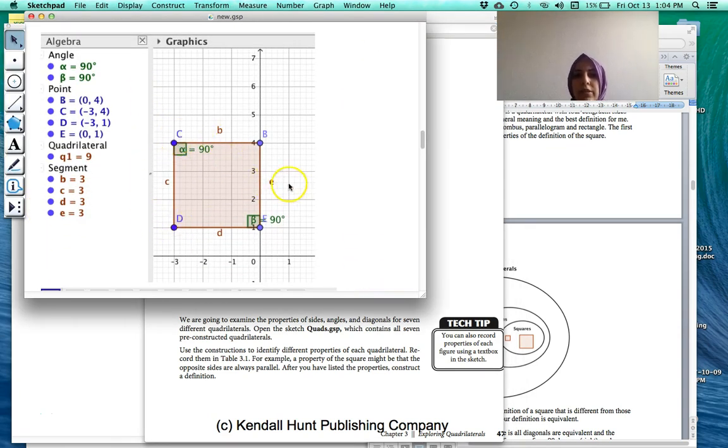It's four congruent sides and four right angles. As you see, all the sides are congruent, and 1, 2, 3, 1, 2, 3 on each side. Yes, it has just three little marks, and also all the angles are right angles.